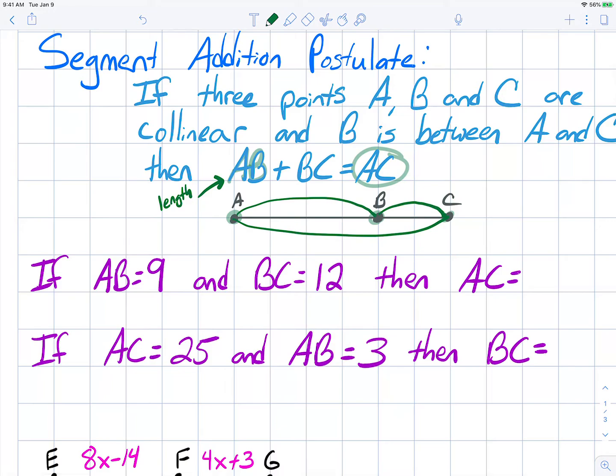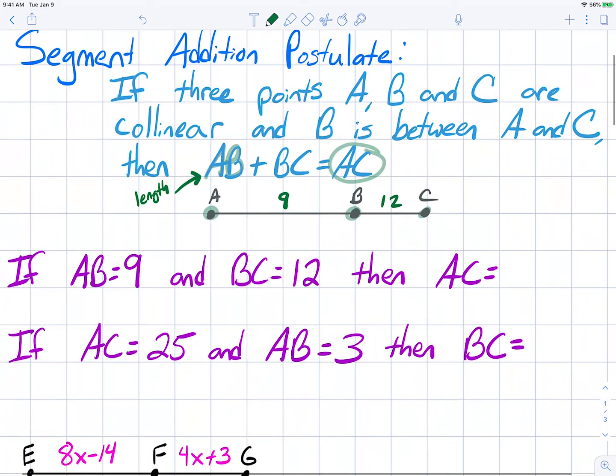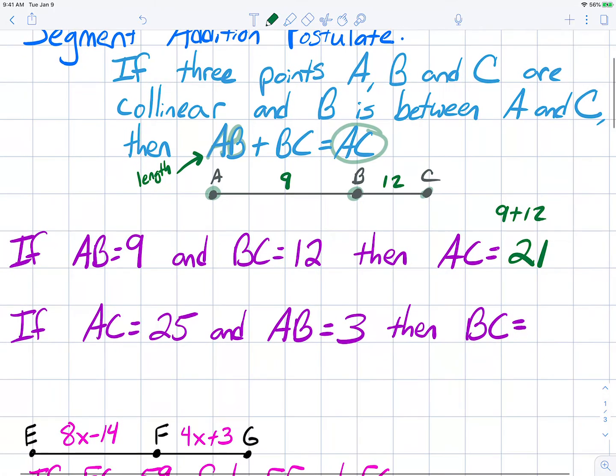So we have if AB equals 9 and BC equals 12, then AC equals. So when you're doing this, I highly suggest, if you're not sure, draw a picture for each of them. So if A to B equals 9 and B to C equals 12, then A to C is adding the two pieces together to get the whole thing, and 9 plus 12 is 21.